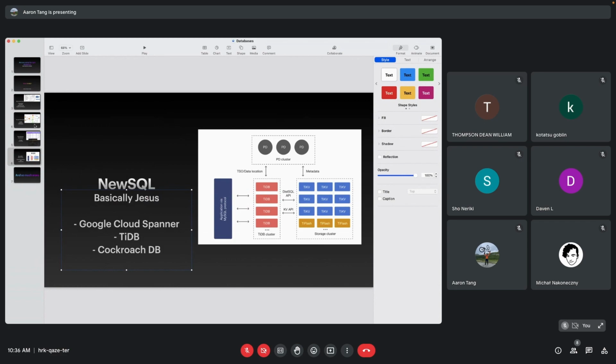Have you ever used the Vitess database? I've heard of it, but I haven't used it before.